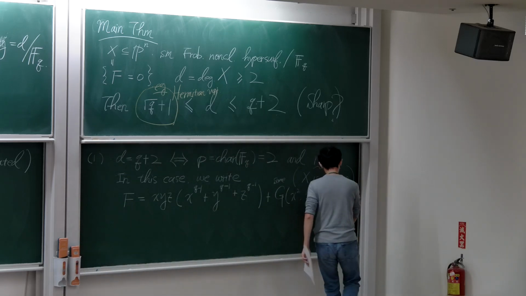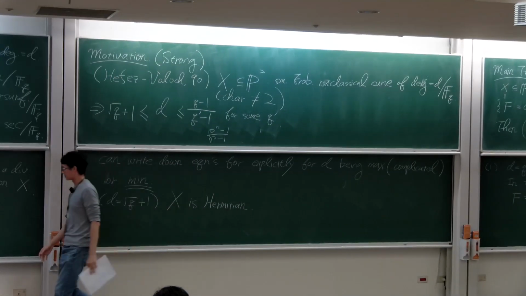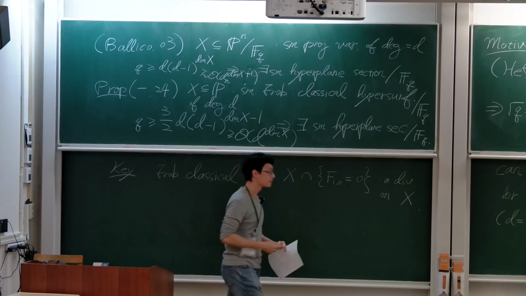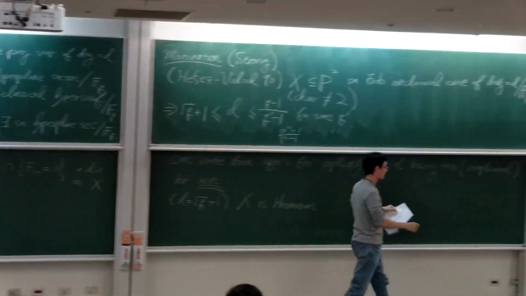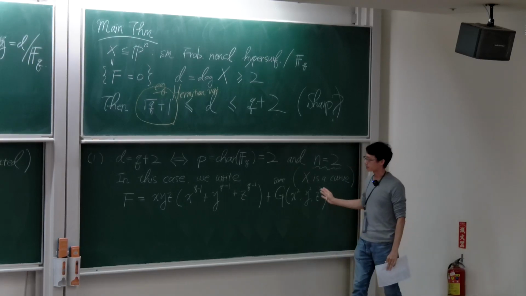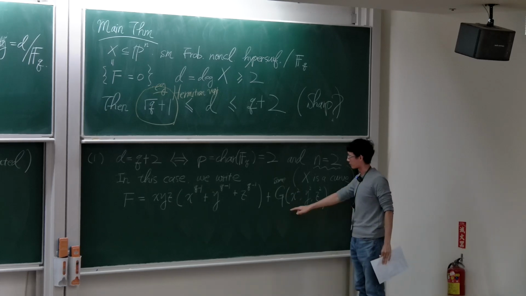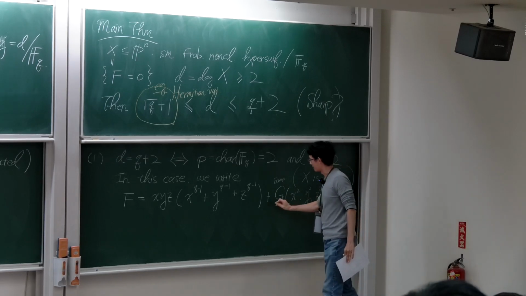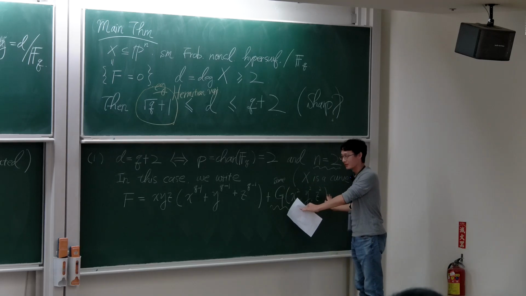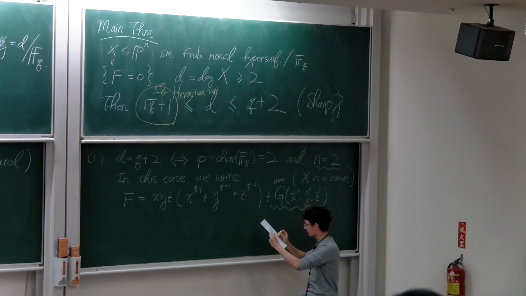Yeah, so when the degree is q plus 2, the characteristic has to be 2, and X has to be a curve, and moreover, it has to be described by such an equation for some polynomial g here, and you cannot put just an arbitrary homogeneous polynomial here.